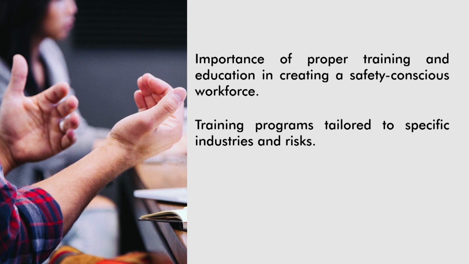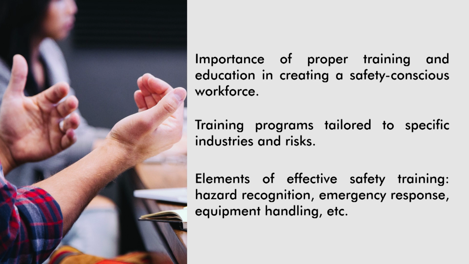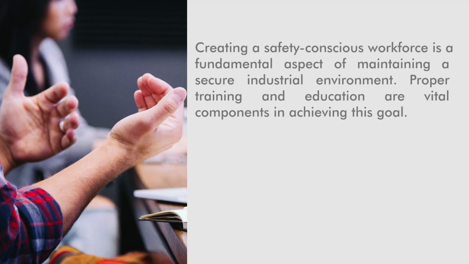Next, training programs tailored to specific industries and risks, elements of effective safety training: hazard recognition, emergency response and equipment handling, etc. First one is the importance of proper safety education and training. Creating a safety conscious workplace is a fundamental aspect of maintaining a secure industrial environment. Proper training and education are vital components in achieving this goal.